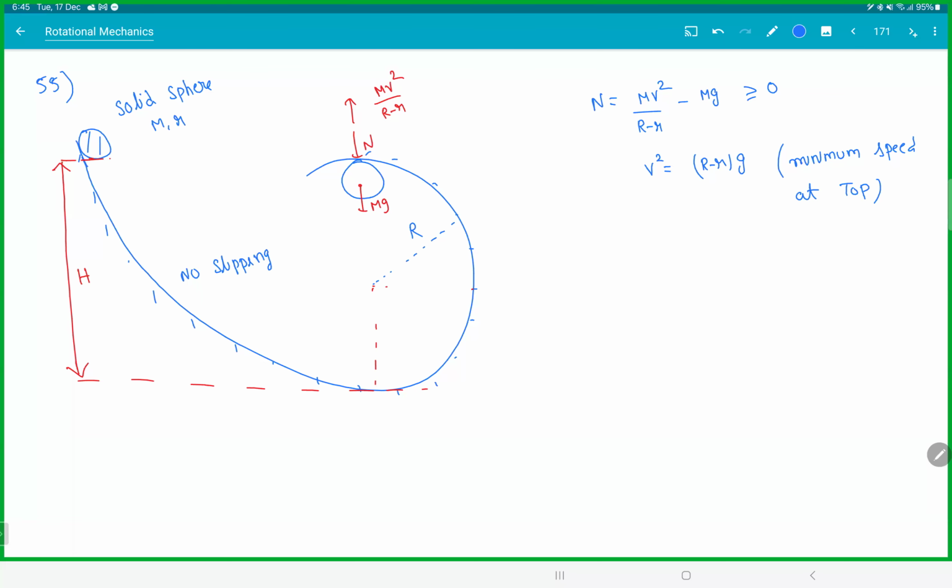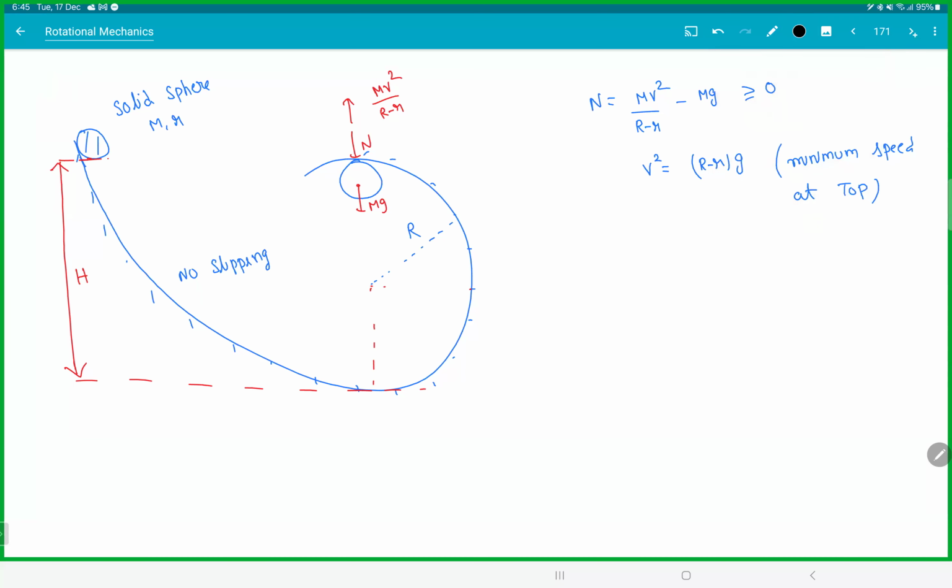Right? Then conservation of energy. This is state 1. This is state 2. I will take the ground as a reference line. Energy in state 1 is equal to energy in state 2. Initially, we have only potential energy, mg.